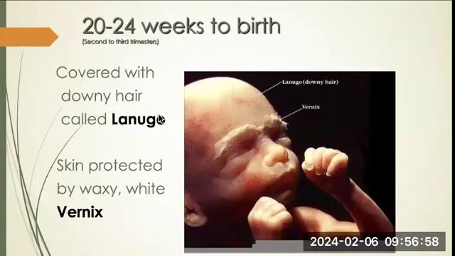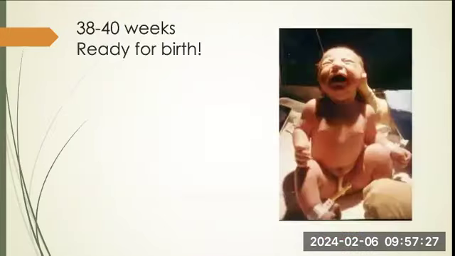Here, 20 to 24 weeks, we say second to third trimester. This is really interesting. Babies are covered with almost like a downy hair. It's called lanugo, right? That's going to go away. And then the skin has a waxy white vernix. And remember, babies are in liquid. In the placenta, in the womb, they're actually in liquid, and that helps to protect the baby. But that is why they have that vernix to protect their skin at this point.